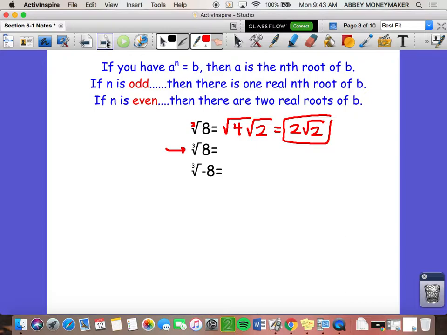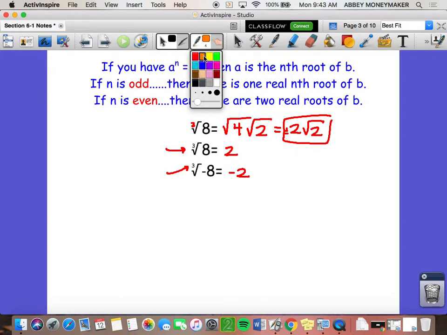Oh, I totally forgot. This would be plus or minus. Forgot about that. Sorry about that. This would just go to 2. I only get one real solution because my index is odd. And then same thing here with the cube root of -8. That would give me -2. I don't need the plus or minus here because my index was odd.